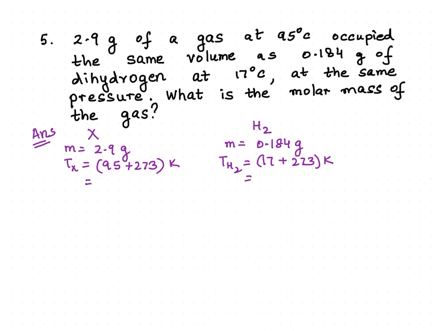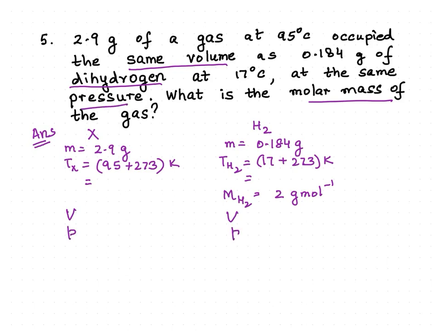Get the value here. Now, what's the next thing? It says you have the molar mass of the gas X. Now, because we know that it is hydrogen, that means the molar mass of hydrogen would be 2 grams per mole. Got it? So now it's simple. Because if you notice over here, it's the same volume. So V is the same over here. They are exerting the same pressure also. So P also is the same for both of them.